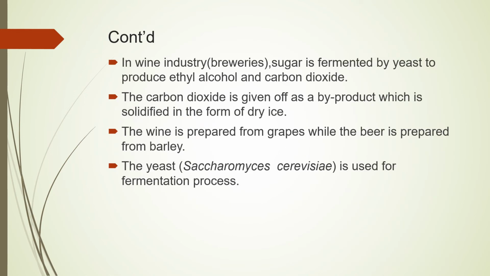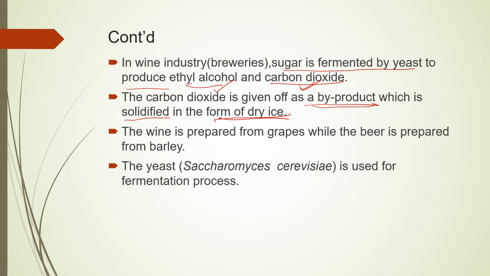Now next comes the use of yeast in the wine industry. How are they used in the wine industry? Sugar is fermented by yeast to produce ethyl alcohol and carbon dioxide. Carbon dioxide here is given as a byproduct. It is not the main product; it is the byproduct which is solidified in the form of dry ice.